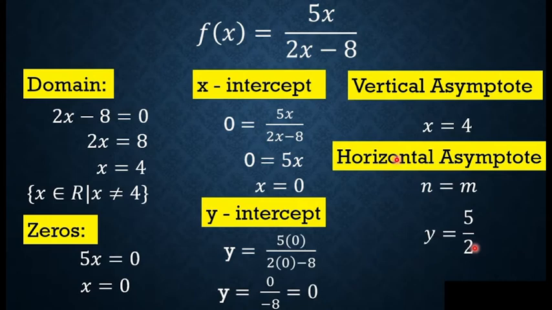Okay, so another example. So, meron tayong function dito. The function f(x) equals 5x over 2x minus 8. So, the domain. So, by getting the domain po, kunin nyo lang yung denominator dito, 2x minus 8. So, 2x minus 8 equals 0. 2x equals 8. Then, okay, so, yung negative 8 natin, transpose nyo lang dito sa right. So, magiging positive na po ito.